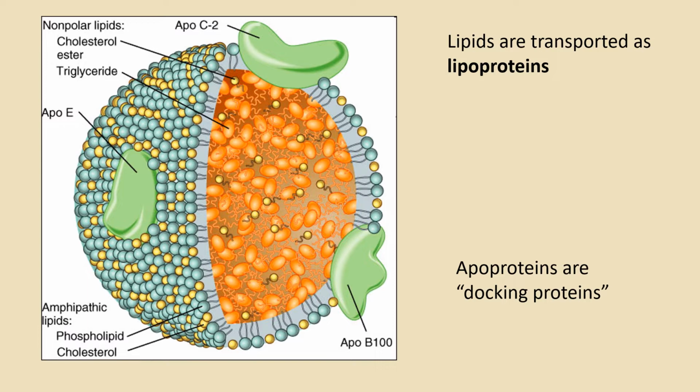And apoproteins are docking proteins. They're like little molecular addresses, right? Because these lipoproteins are lipid transport pods, and so they are en route to a particular destination, and the apoproteins determine that destination. These apoproteins will interact with proteins on a particular cell type in the body, and that will enable this lipoprotein to dock in that tissue and unload its lipid-rich content.